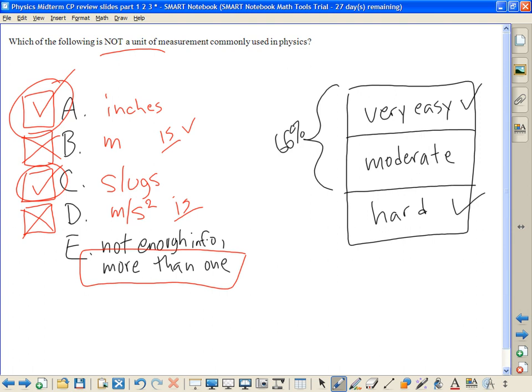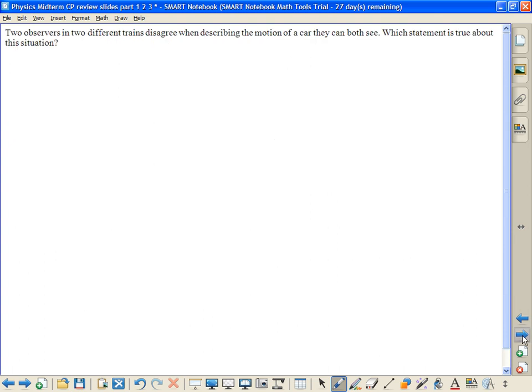Any uncertainty about this stuff? Good. 2 observers in 2 different trains disagree when describing the motion of a car they can both see. Which statement is true about this situation? Okay, there's no choices here. So can you please brainstorm at your table a couple of statements that would be true and a couple that would not be?